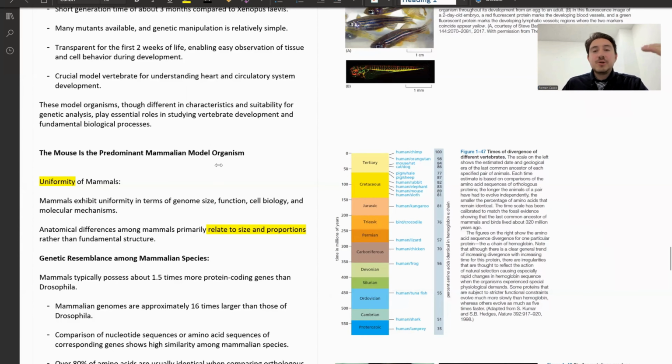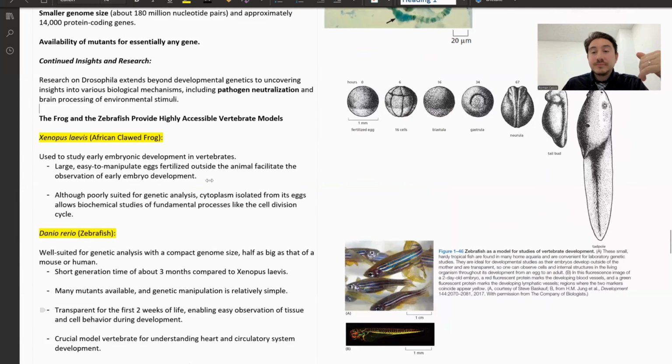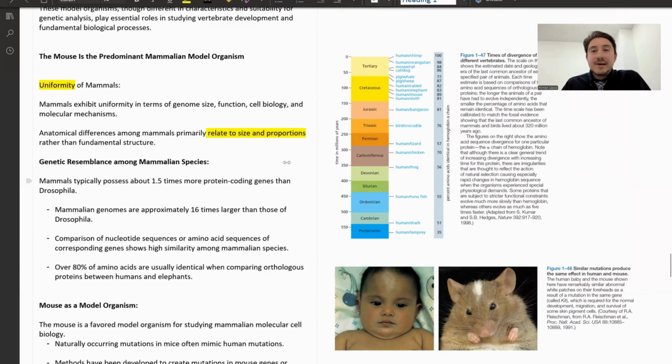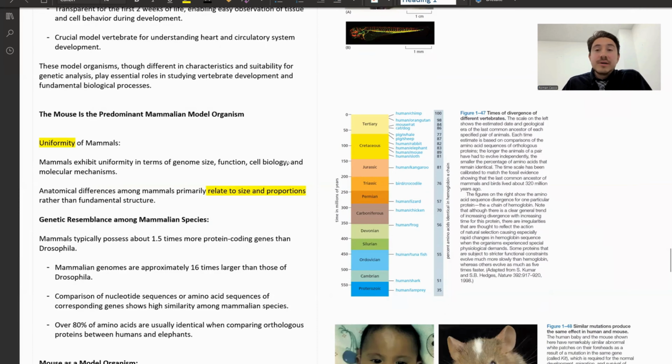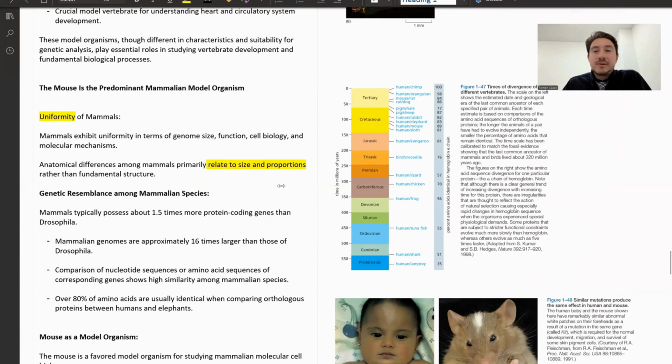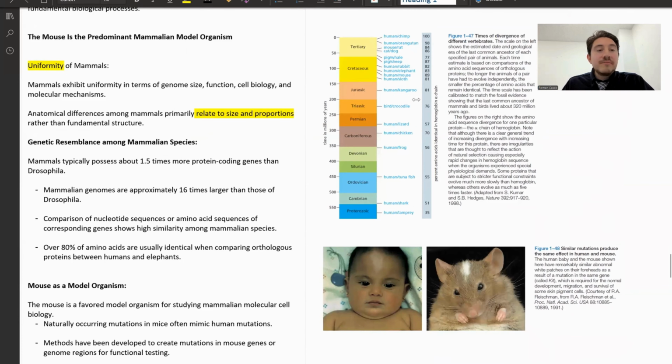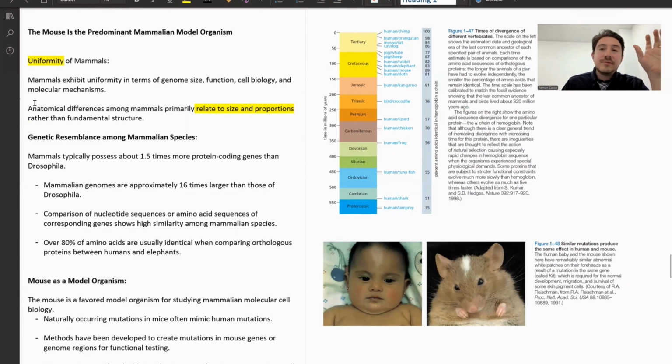Okay, we move from the fish, let me just zoom out, to the mouse. The mouse is the predominant mammalian model organism. Having a vertebrate mammalian model is fundamental to understanding human development and human research, right? Uniformity of mammals. Mammals exhibit a great deal of uniformity in terms of genome size, function, cell biology, protein functions. Molecular mechanisms are quite uniform, if I can say.